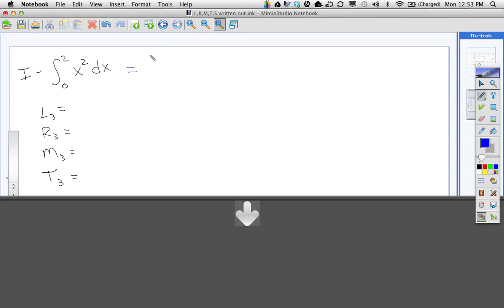It's 1/3 x cubed, right bracket 0 to 2. Plug a 2 in there, 2 cubed is 8. 8 times a third is 8 thirds. Put in 0 equals 0. 8 thirds. Now let's write that as a decimal. This will be easier to compare. So 2.667 will be the exact area to 3 decimal places.